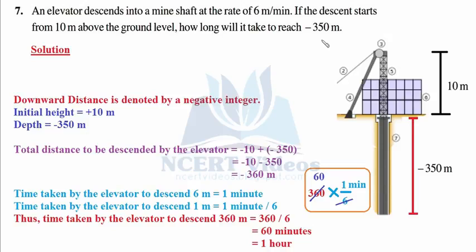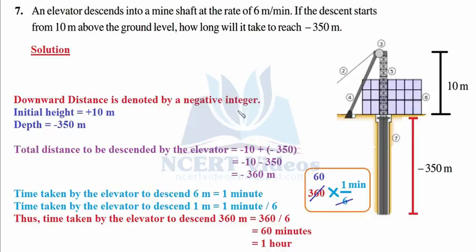So what the question says is, if the descent starts from 10 meters, suppose the crane or the elevator is here, 10 meter above. It is not here. It is here, 10 meter above. And it has to reach minus 350 meter below the ground. So this is the ground. Below 350, that means it has to reach here. So downward distance is denoted by a negative integer.